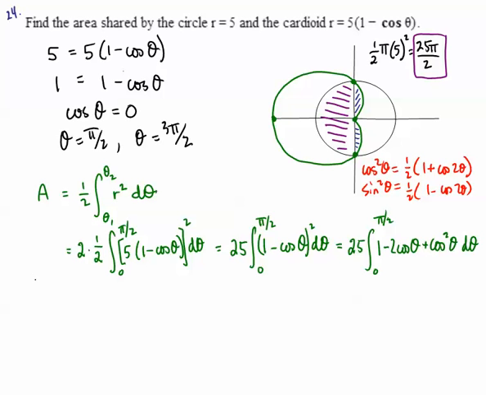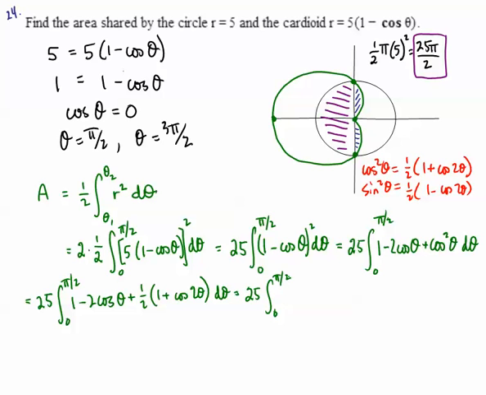So again, I'm going to rewrite, and we get 25 times the integral from 0 to pi over 2 of 1 minus 2 cosine of theta plus 1/2 times 1 plus cosine of 2 theta d theta. So however many steps you want to go through to get this, now we have to apply that 1/2. So we're going to have 1 plus 1/2, so I'm going to get a 3/2 in here, then minus 2 cosine of theta, and then plus 1/2 cosine of 2 theta d theta.